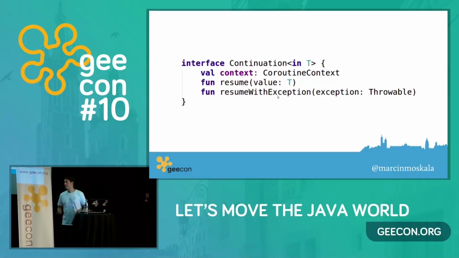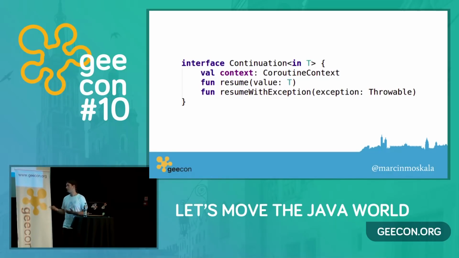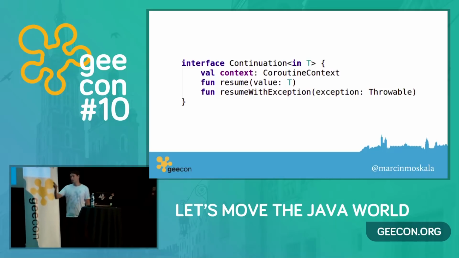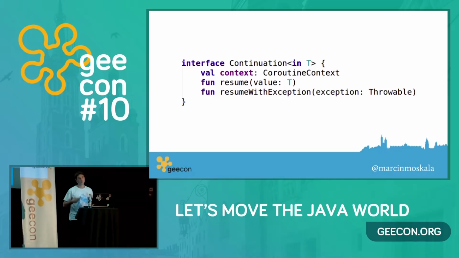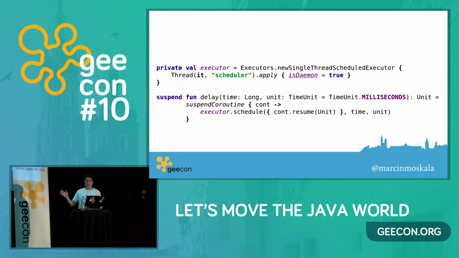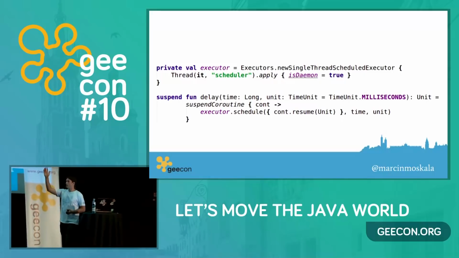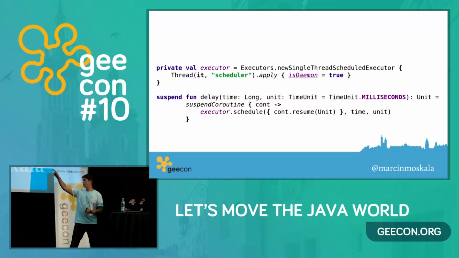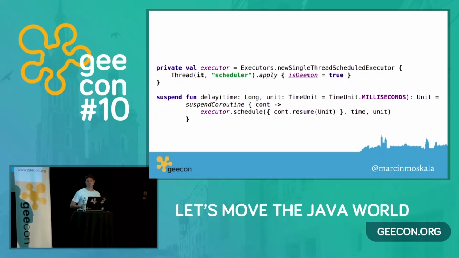This is the interface of continuation, and continuation is a built-in interface, and it has two functions: resume and resume with exception, and a coroutine context that says how and where we start this coroutine. So after the set amount of time, we resume this continuation. What is this continuation? Where do we have it from?